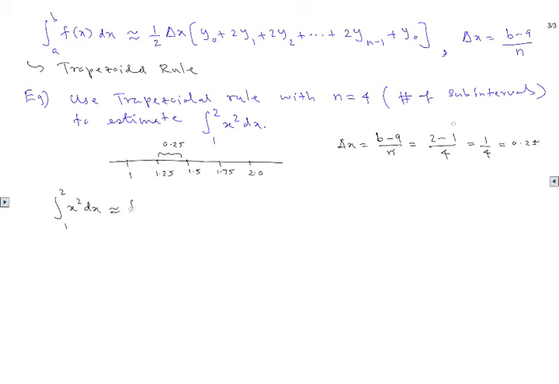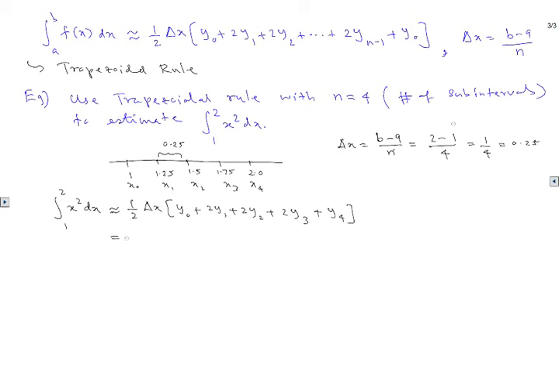is approximately equal to 1/2 delta x times y0 plus 2y1 plus 2y2. So what we have here is x0, x1, x2, x3, x4. That means the corresponding values are y0, y1, 2y2, 2y3 plus y4 according to the formula. So 1, 2, 2, 2, 1. Okay, now we're going to plug in the values.